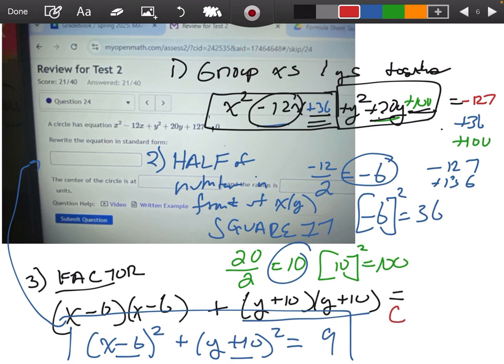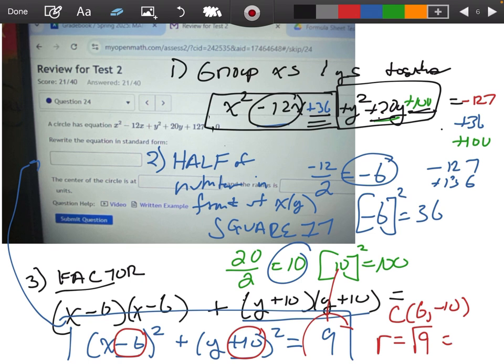Now remember, we want to find the center of our circle. For the center, we have to change these signs. So the center is going to be 6 and negative 10. And then my radius is the square root of that number, and the square root of 9 is 3. Sorry, that doesn't look like a 3. Let's fix that. Here we go. And the radius is 3.